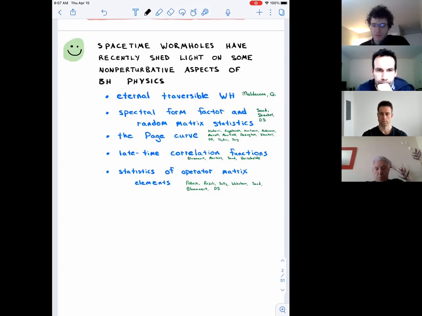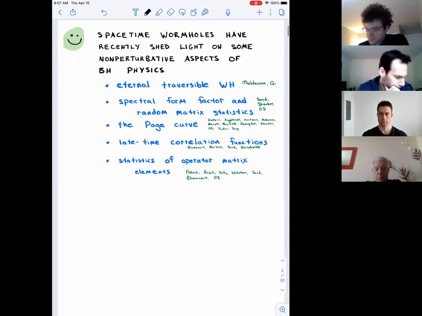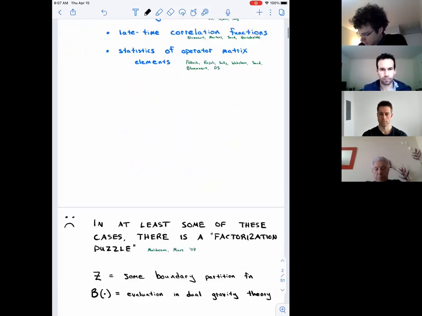So this is a good thing. People have been making progress in understanding quantum black hole physics by including space-time wormholes in the path integral. Okay, so that's the good news.